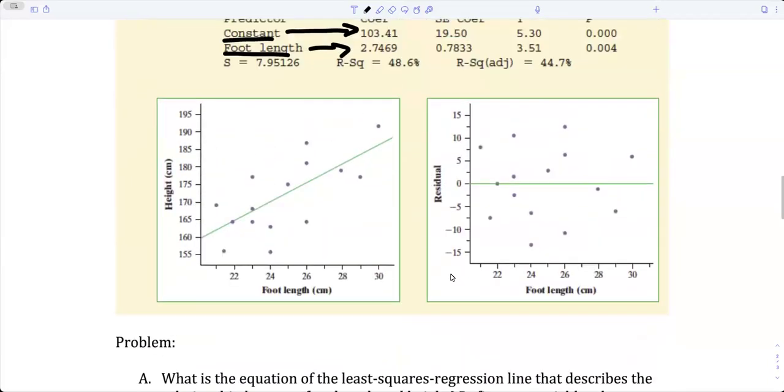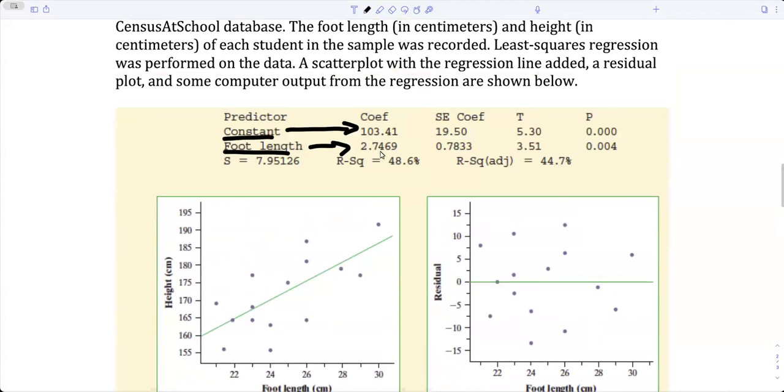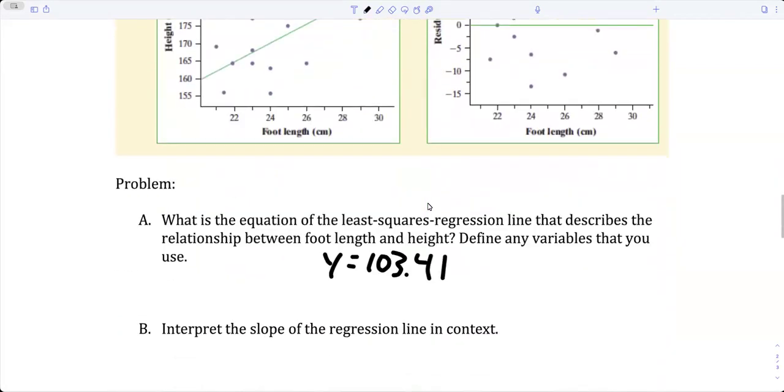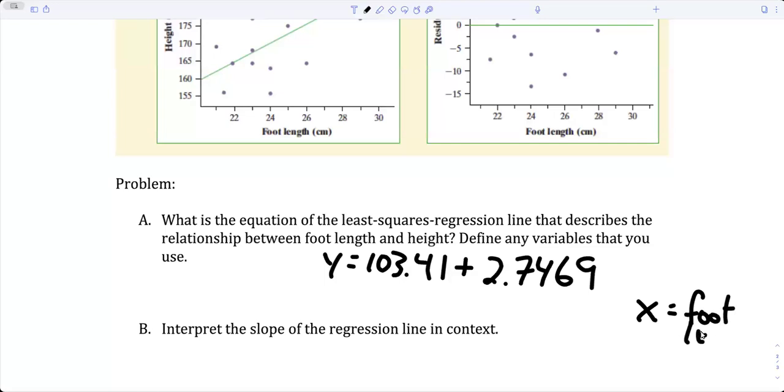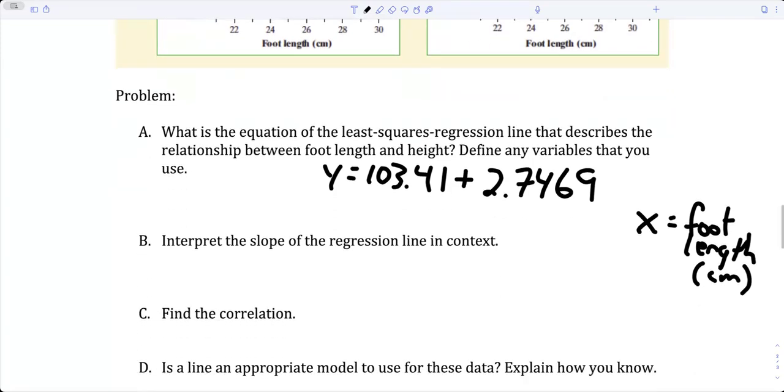And then we got the slope. The slope is 2.7469, so plus 2.7469. And then it says to make sure that we define the variables. So x in this case is going to be the foot length, and that is measured in centimeters. And y is what?